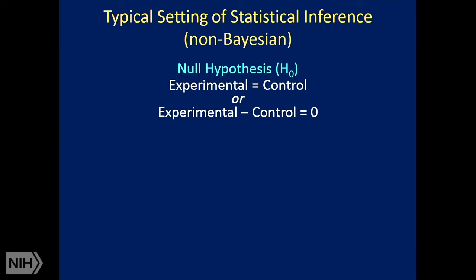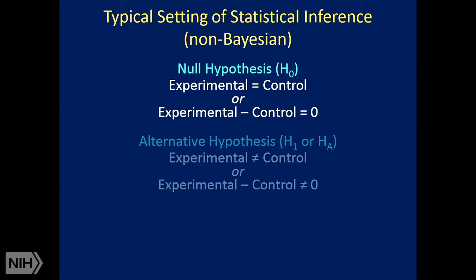I mean, this is a typical setting. Not every single hypothesis testing looks like this, but that's sort of a typical one. And then we have an alternative hypothesis. We label it H1 or HA, H0, H1, or sometimes A for alternative. And we're basically saying the experimental is different from the control, or the difference between experimental and control is different from 0. So again, the new medication is really different from the placebo, hopefully more efficacious, but that's basically the alternative hypothesis.